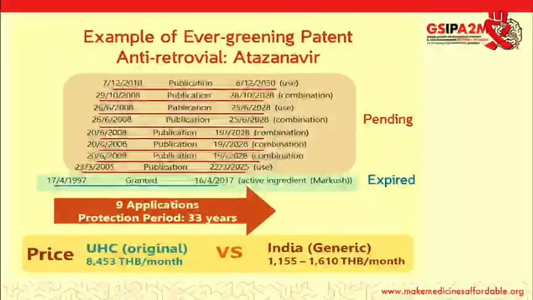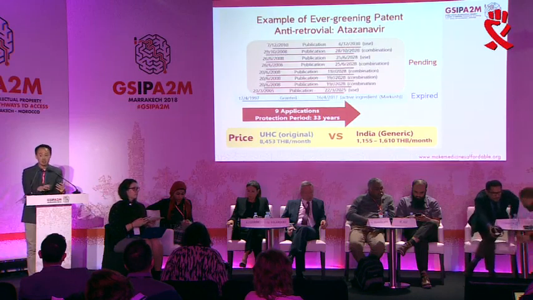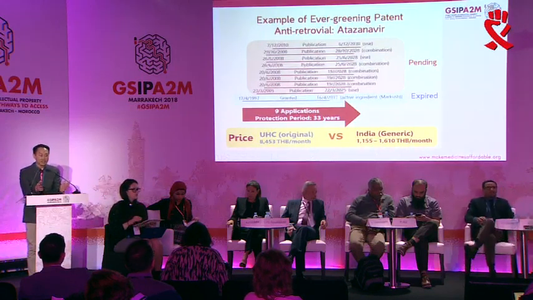We raised an example of atazanavir, that's the ARV in Thailand. At the time that they did the study, they found only 3 applications in the IP system, and one of them had expired. But before coming here, I looked at the database again, and we found 6 more applications filed on the same medicine.